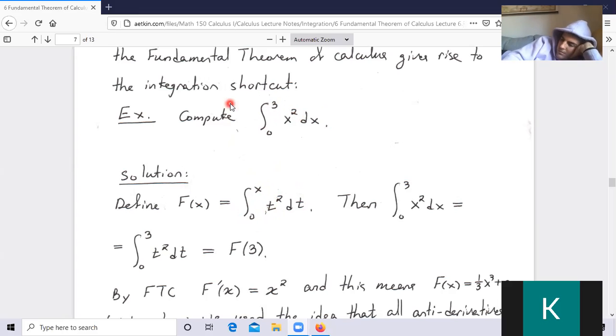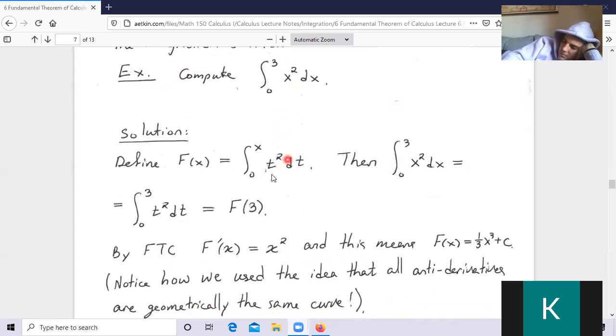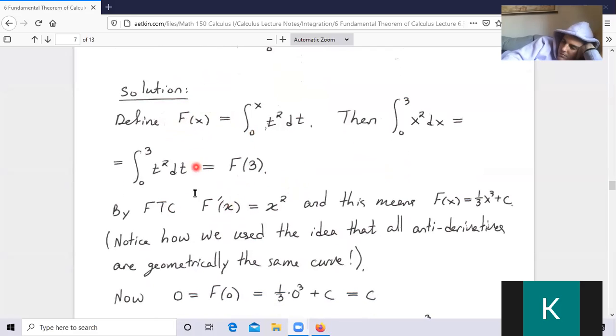I realized that what happened here is that Aunt Jemima baked a cake with crust x squared, and then the person asked for the second slice to be at 3. The first slice was at 0, and the second slice was asked to be at the point 3. Good. So that is the integral from 0 to x of t squared dt. Okay, in other words, I need to evaluate what is F of 3. By the fundamental theorem of calculus, I know something about this capital F. I know that if I take its derivative, I get x squared.